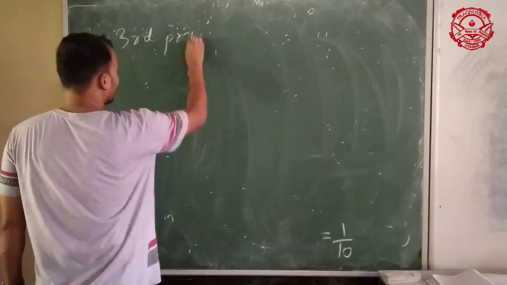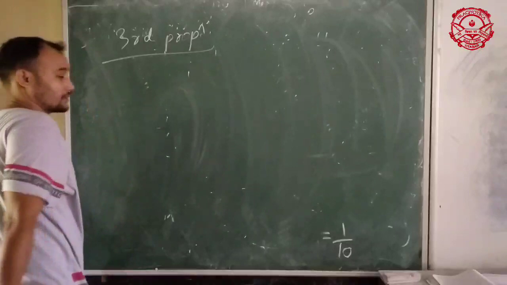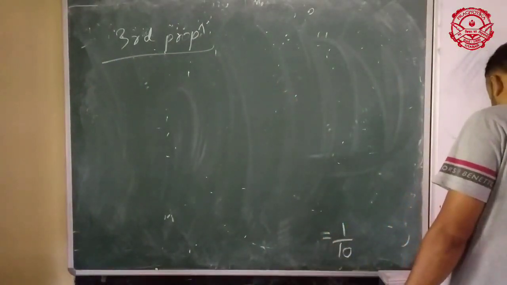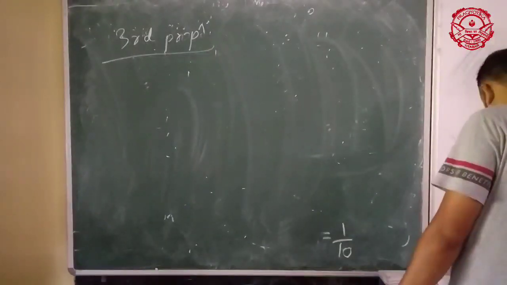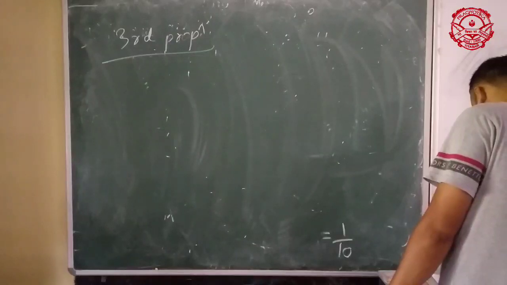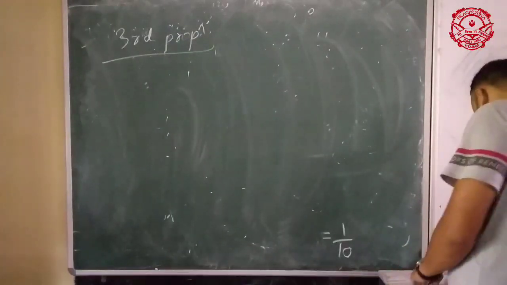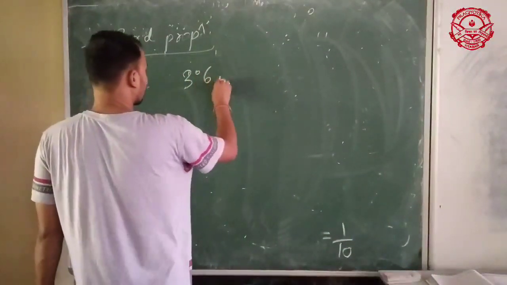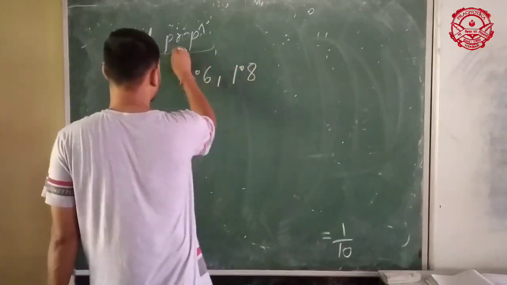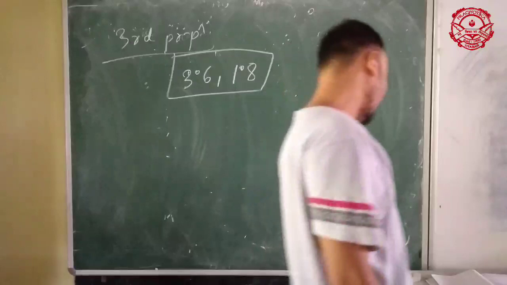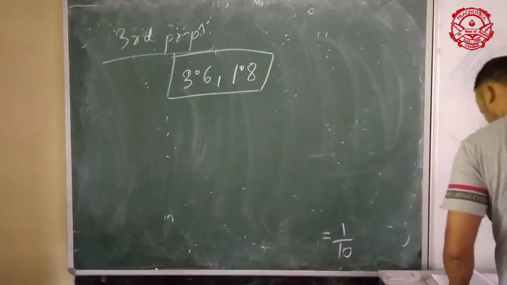Now, third proportion. How can we calculate third proportion? I will find a question. 3.6 and 1.8. We are asked to find the third proportion. How are we going to find the third proportion?